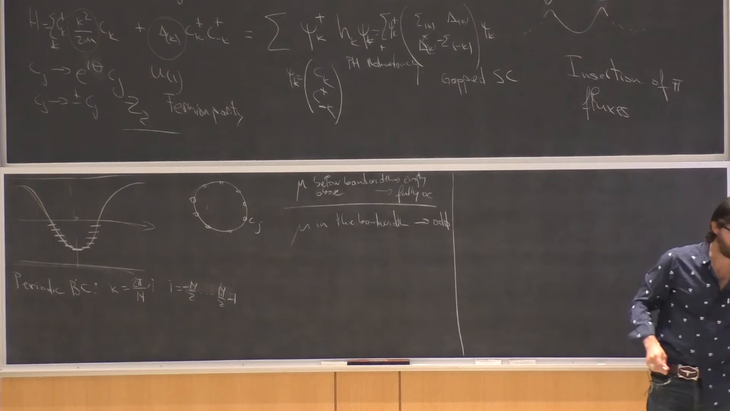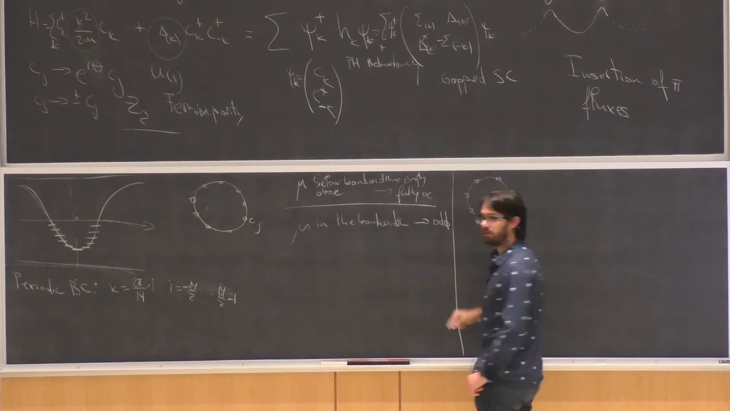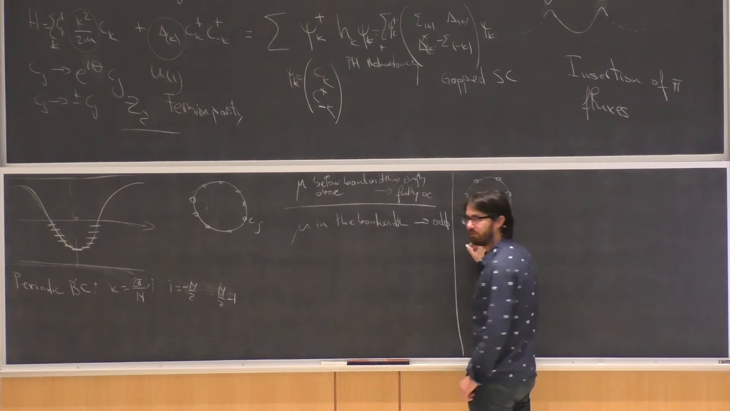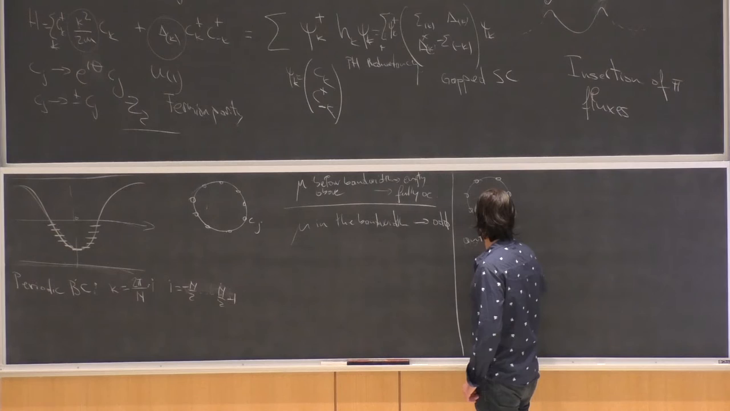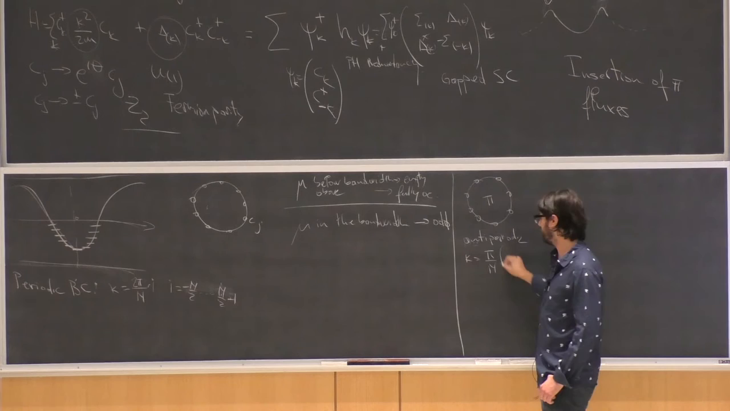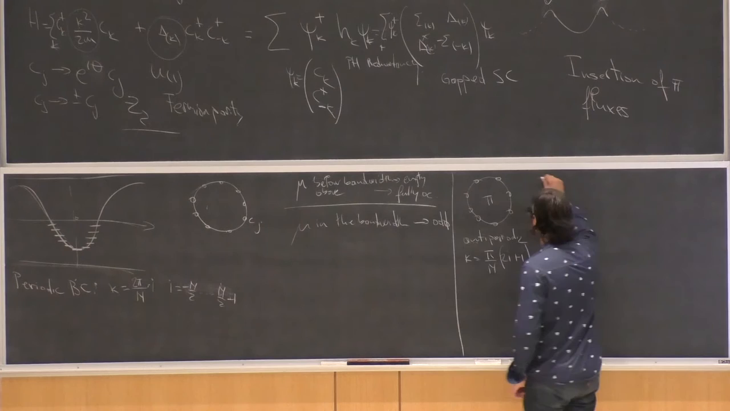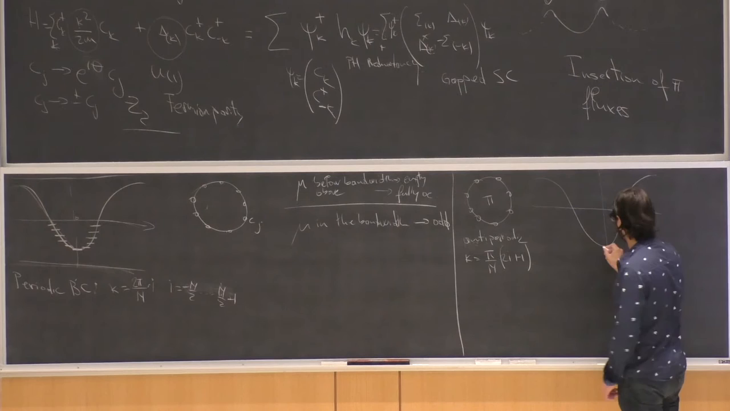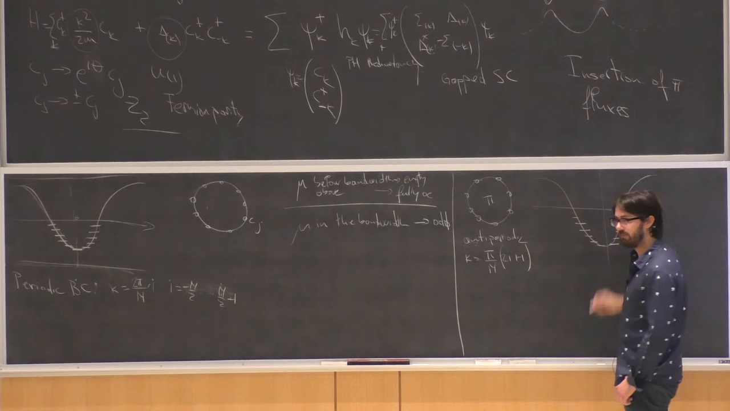Okay? So now what I'm going to do is take the same thing and insert flux pi in the middle. So if I insert flux pi, what's happening with my boundary conditions? From periodic, they go to? What are the allowed values of momentum? So k is now pi over N times what? Two i plus one, thank you. Okay? So now if I do the same thing, you can clearly see that the zero is not going to be filled. You get the message.